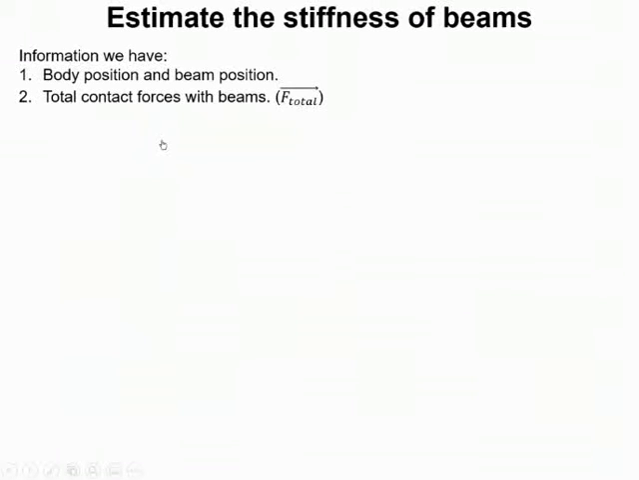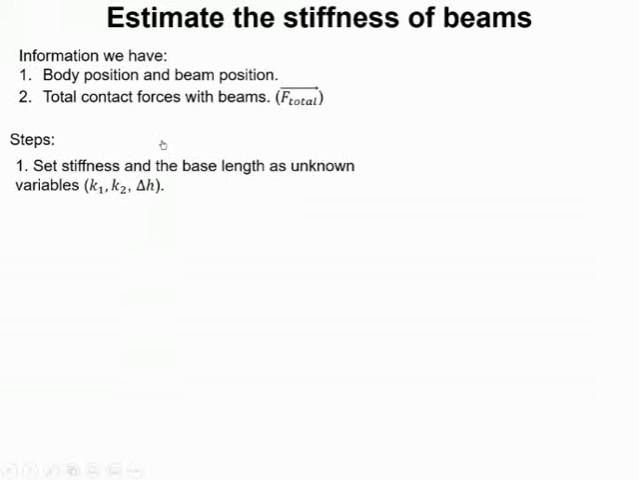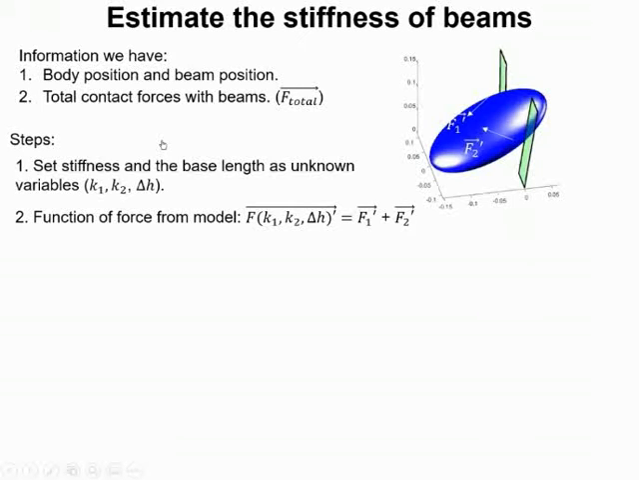So we know the positions of the body and beams, and from the force sensor, we also know the contact forces with the beams. So we can use this information and the simple dynamic model to solve for stiffness. First, we set stiffness and the base length of the beam as unknown variables K1, K2, and delta H. Second, we derive the functions of forces from the model with these variables.